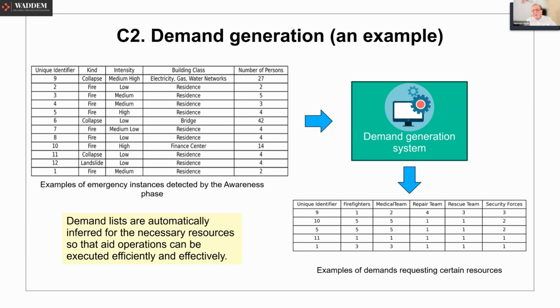Here, for example, disaster instance 9 requires a single firefighter team, 2 medical teams, 4 repair teams, 3 rescue teams, and also 3 teams of security forces.